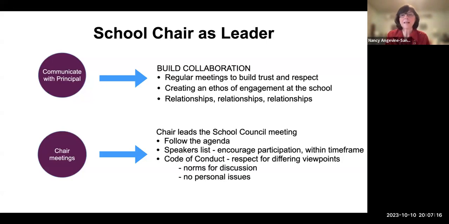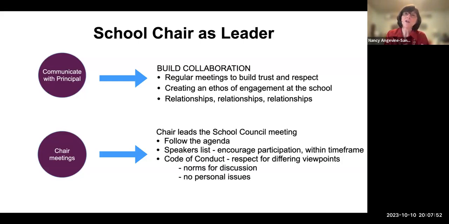to build a practice of respecting the differing viewpoints, to sit. Sometimes we have to sit in a feeling of discomfort when people are saying things that we don't necessarily agree with, as long as they are not being racist or oppressive. We want to hear what everyone is saying. And so it's about, in your chairing of the meetings, to establish norms for how discussion is going to take place in your school.